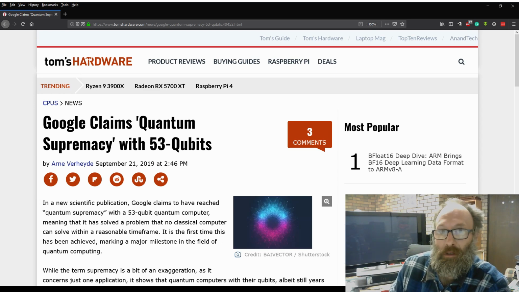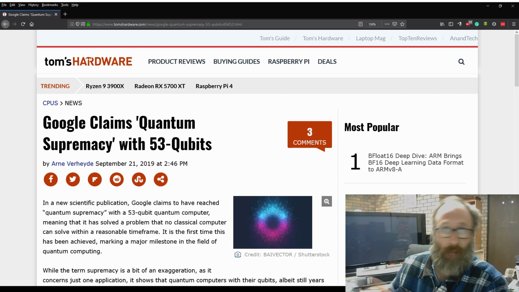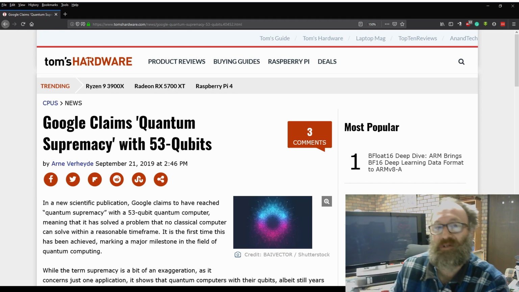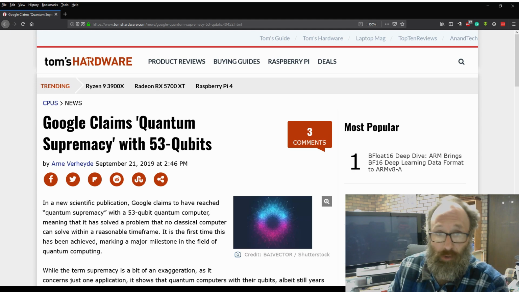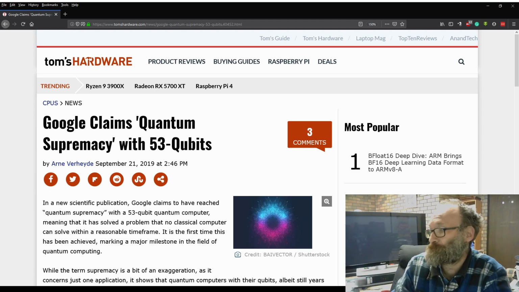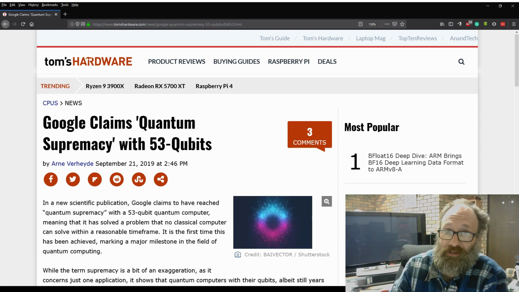Thus, the likes of Cray, IBM, and other large-scale supercomputer manufacturers may start looking at this. If this keeps going, then quantum computing and quantum CPUs may be closer than we thought, even if you do massage Google's ego. So there we go. Google claims quantum supremacy with 53 qubits.